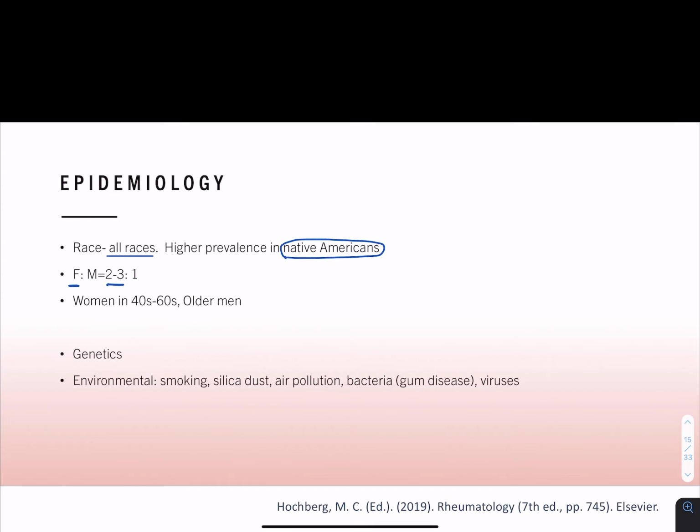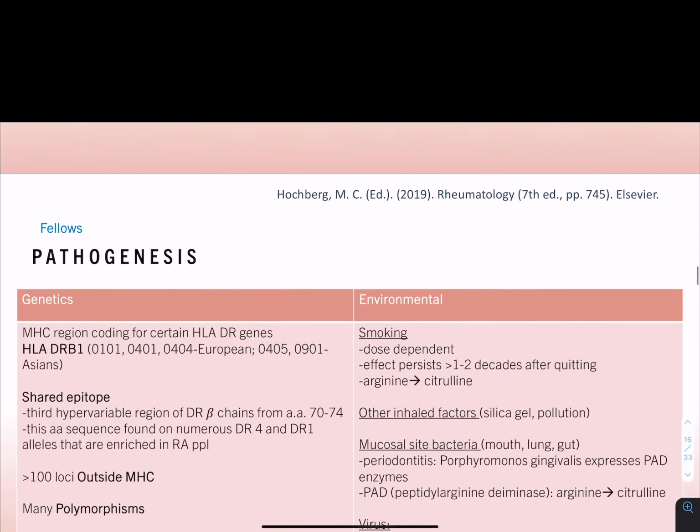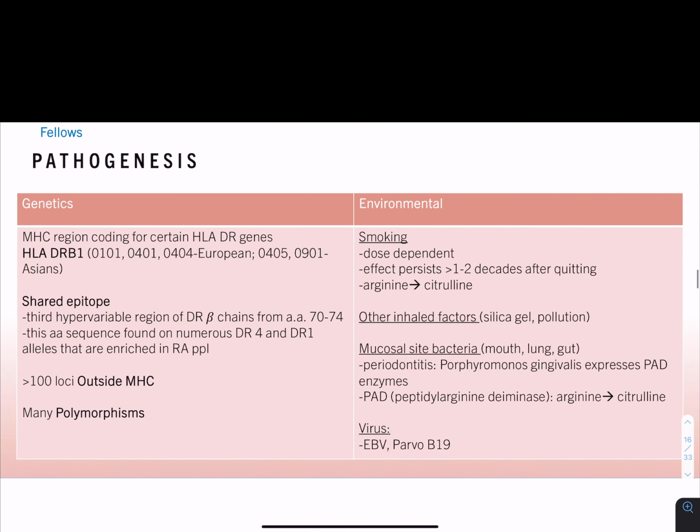For women, it's typically in their 40s to 60s, and for men, it's slightly older. Both genetics and the environment play roles in the pathogenesis of rheumatoid arthritis. Smoking, exposure to silica dust, air pollution, and gum disease with bacteria can all contribute. Before we delve into the details regarding the pathogenesis of rheumatoid arthritis, let me ask you another question.